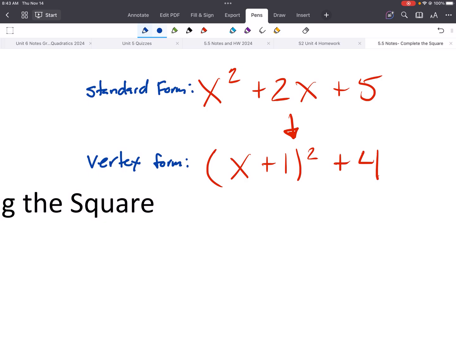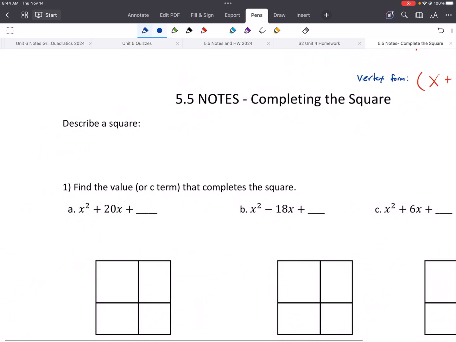Why do we want to do that maybe? One thing is that if you want to solve, sometimes it's easier to have it in vertex form. Also, when we graph coming up, that's going to be very helpful. So let's go in and talk about completing the square.